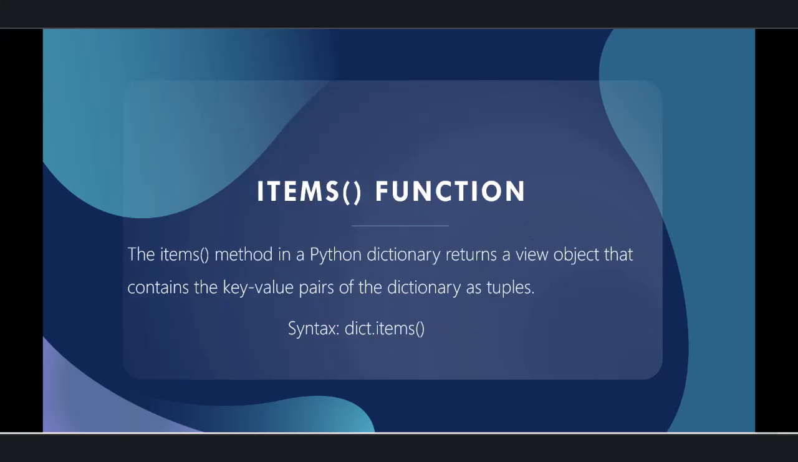Now we will see the items function. The items function in a Python dictionary returns a view object that contains the key value pairs of the dictionary as tuples. We saw retrieving keys and values separately. Here we will retrieve key value pairs. We will retrieve both keys and values of the dictionary as tuples. We'll see what this exactly means as tuples. I'll show in the example. The basic syntax is dictionary dot items function. We will write the name of the dictionary, and as we have written the keys and values functions, here we will write the items function. Let's see an example.